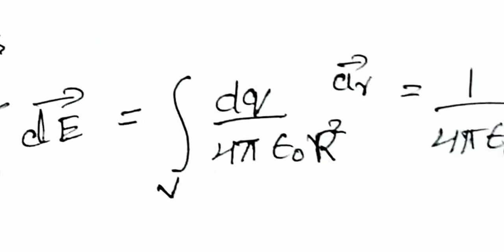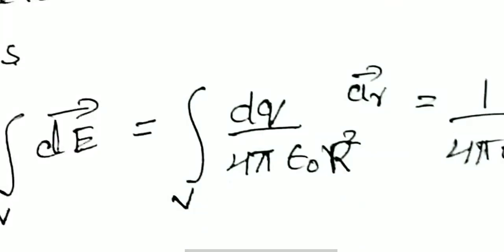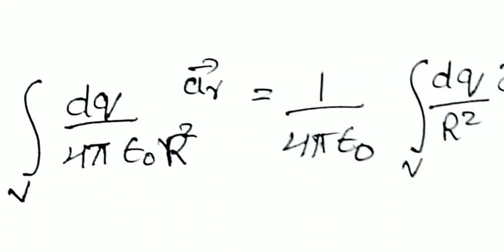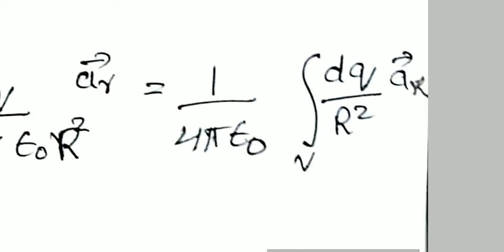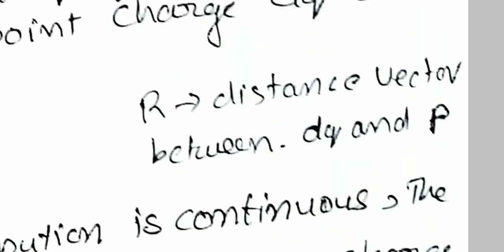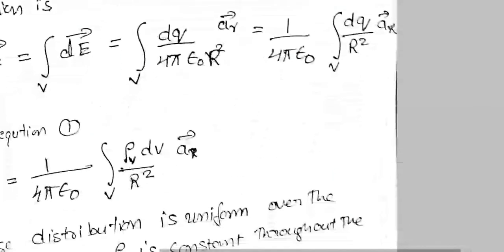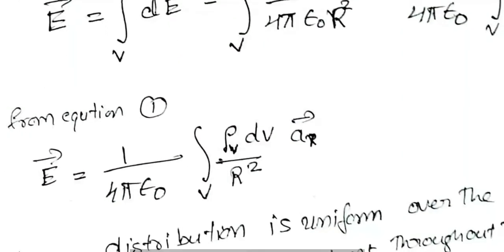Let us substitute the value of dE from above, dq divided by 4 pi epsilon naught into R square. 1 by 4 pi epsilon naught is a constant term, so we take it outside. The remaining term is integration of dq divided by R square into aR. In the first equation we saw that dq is equal to rho v into dv. If we replace that term here, E is equal to 1 by 4 pi epsilon naught integration of rho v into dv divided by R square into aR.